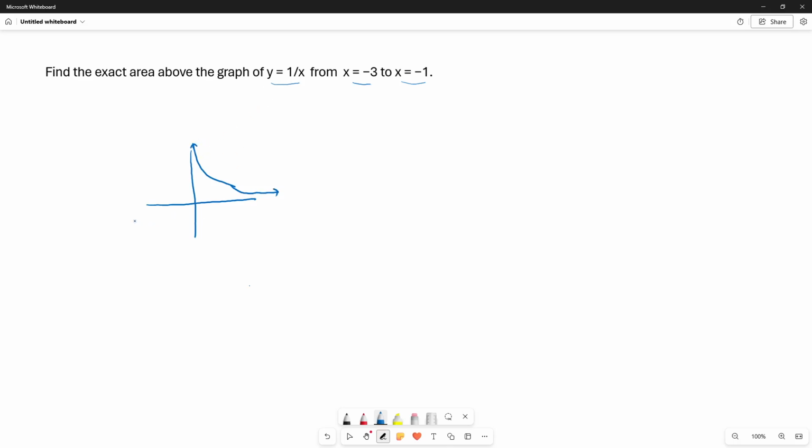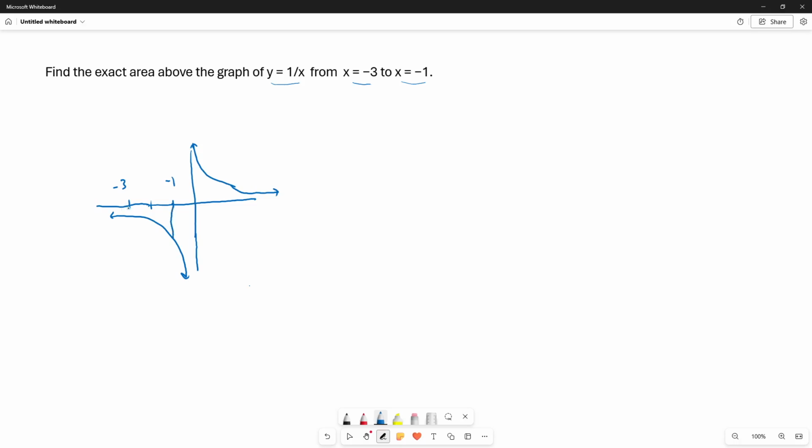And then when x is negative, y is also negative. So the graph looks something like this. And we're interested in the area above this graph from x equals -3. So here's -3, -2, -1. From x equals -3 to x equals -1.